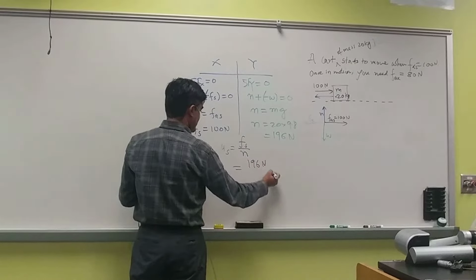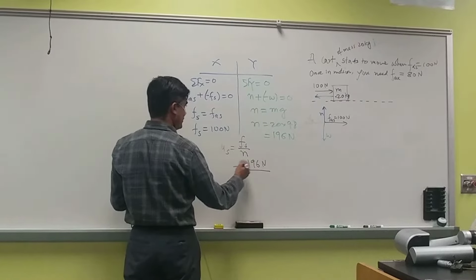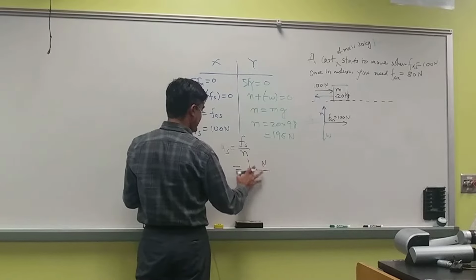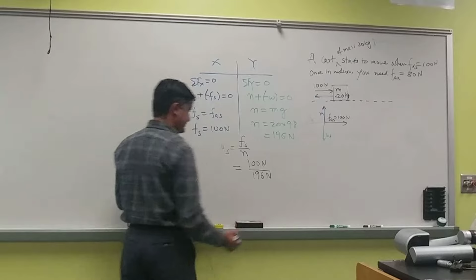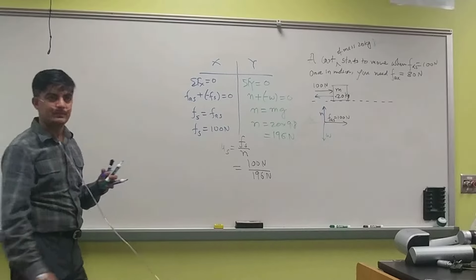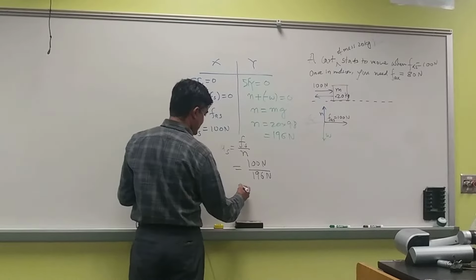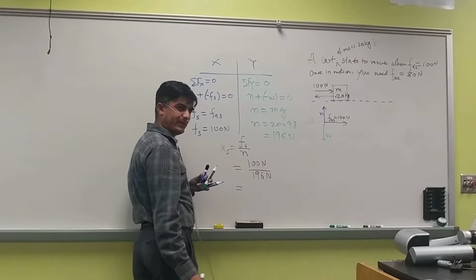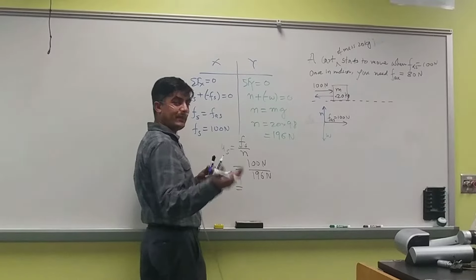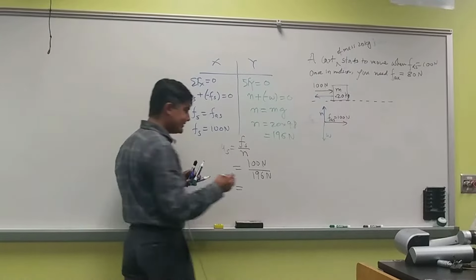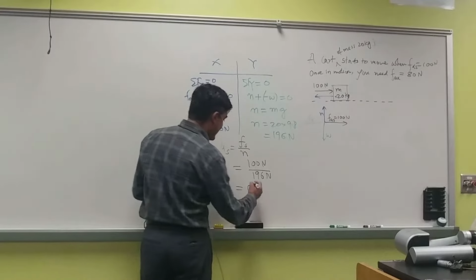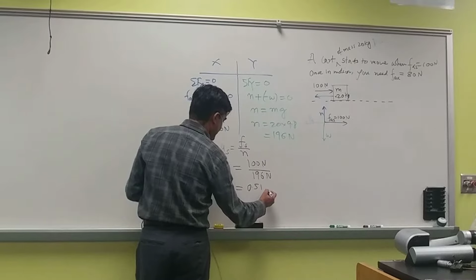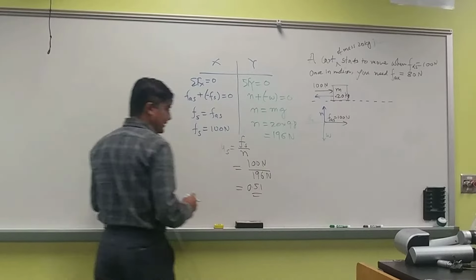196 Newton divided by 100, divided by 196 Newton. 1.96? No, it cannot be 1.96. Come on, it cannot be more than 1. By the way, one clue. 0. What is it? 0.51. Okay, 0.51 is mu s.